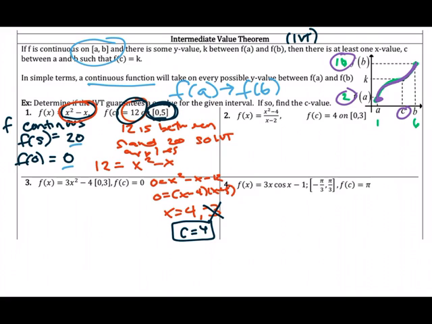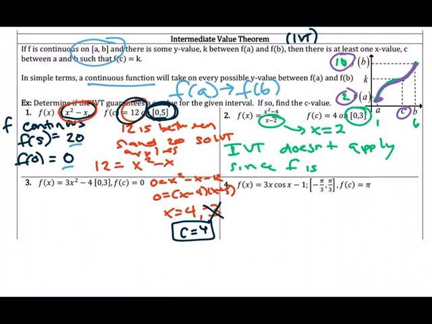Let's go ahead and look at number 2. For number 2, we have an issue with continuity here. This doesn't exist when x is equal to 2, and we are looking on the interval from 0 to 3. If we were looking on the interval from 3 to 5, this whole thing would hold and we would still be able to do this. But we're going to say IVT doesn't apply since f is not continuous at 2.